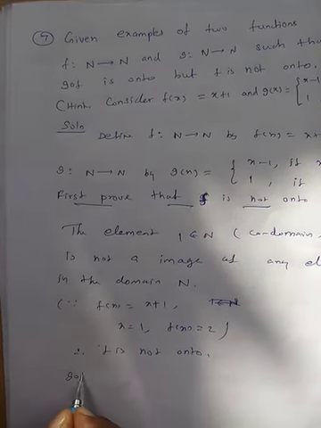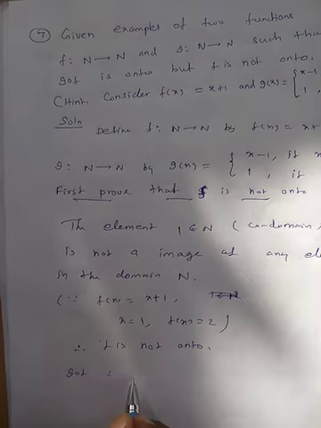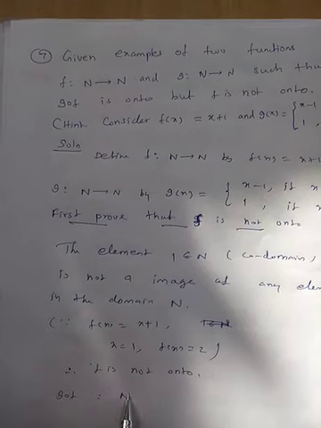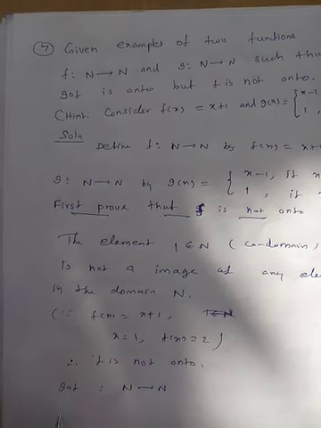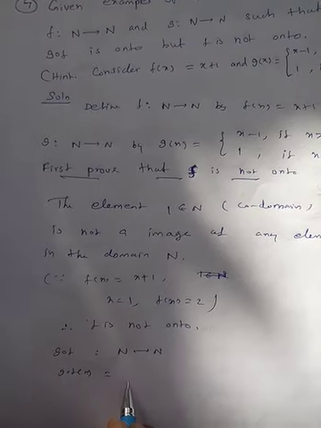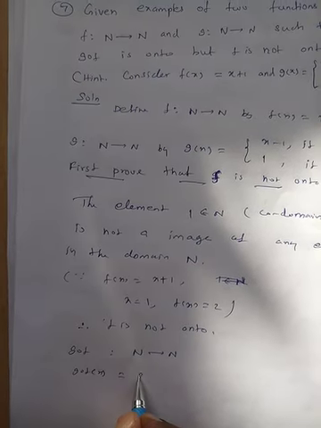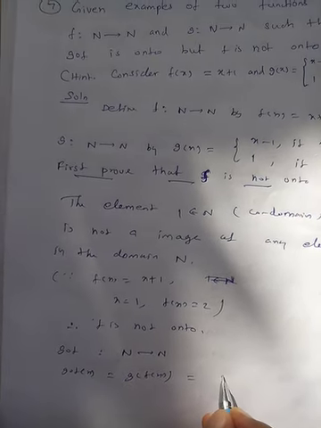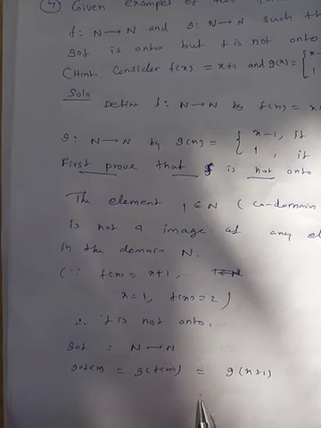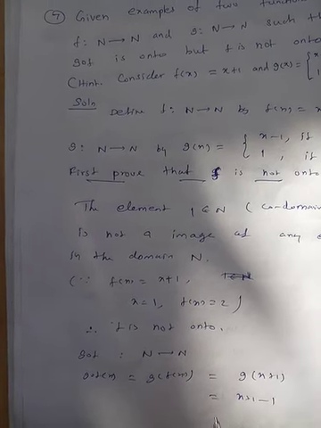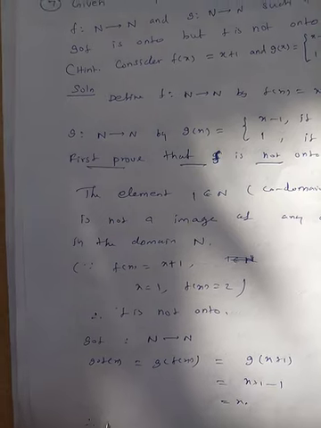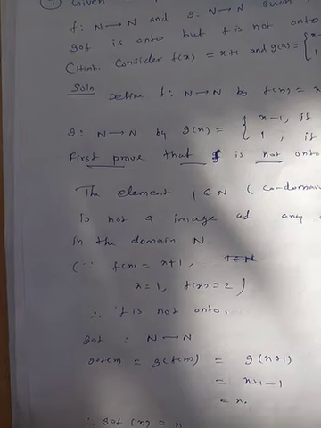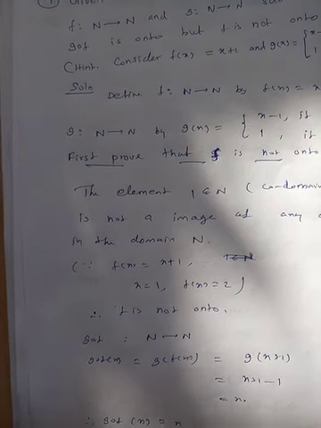Now, g composition f is defined from N to N, and g composition f of x is equal to g of f of x. This is equal to g of x plus 1, which is x plus 1 minus 1, equal to x. Therefore, g composition f of x is equal to x. Therefore, g composition f is onto.